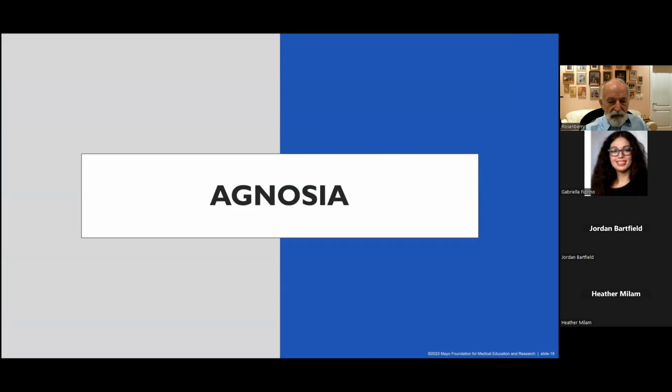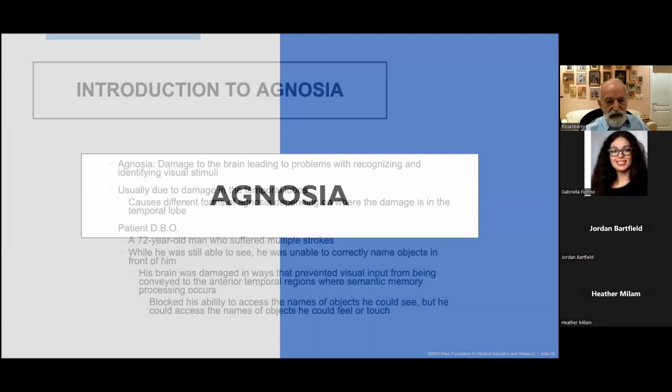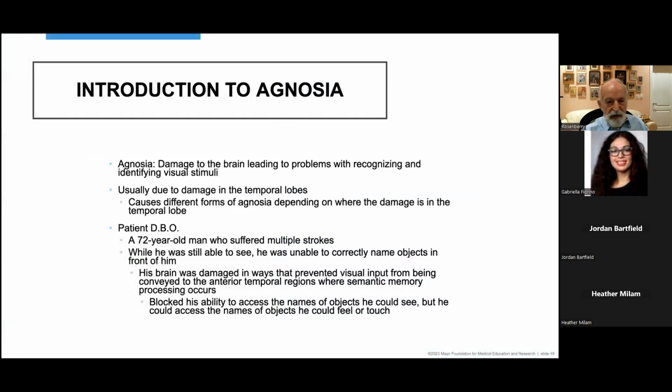Agnosia is the various defects that individuals have. They're damage to the brain, resulting in problems with recognizing and identifying visual stimuli. Agnosia is particularly confined to visual stimuli. It is usually due to damage in the temporal lobes, which is where a lot of those visual stimuli are processed, and it causes different forms of agnosia depending on where the damage is in the temporal lobe.